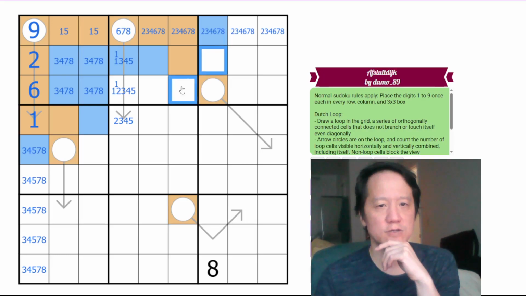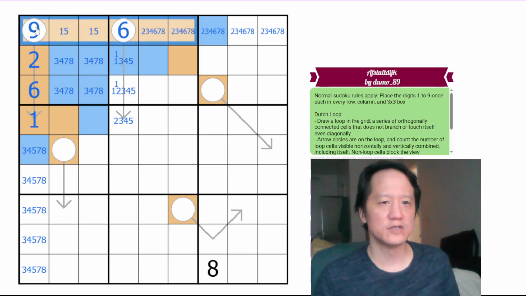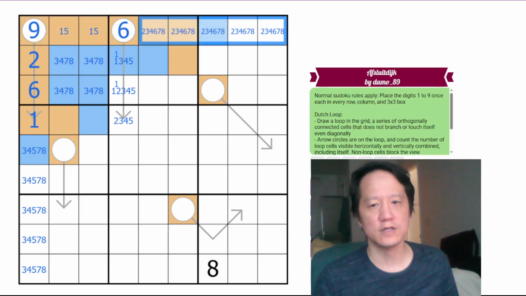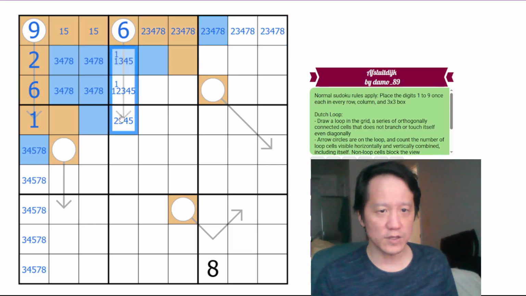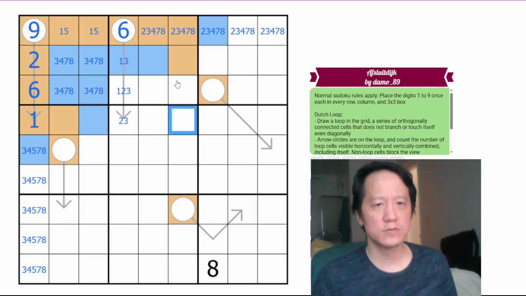It has to go to one of these 2. This sees 6 because it only sees 6 cells on the loop. This then is 1, 2, and 3. And this can't be 1. This can't be 2.